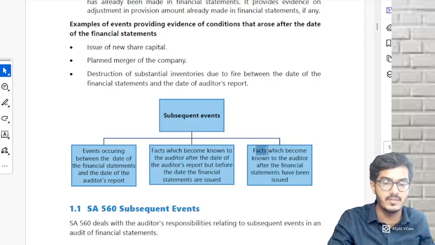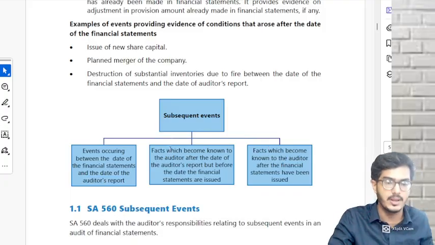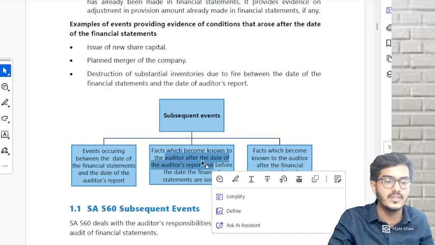Next, we don't write the word events, we write the word facts. Always make sure to write the word facts. That means information. Facts which become known to the auditor after the date of the auditor's report.